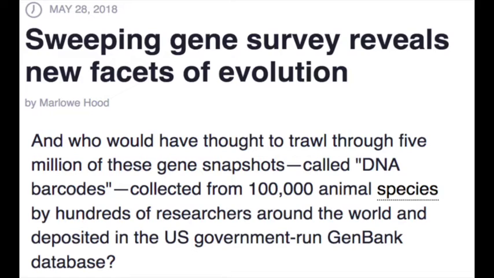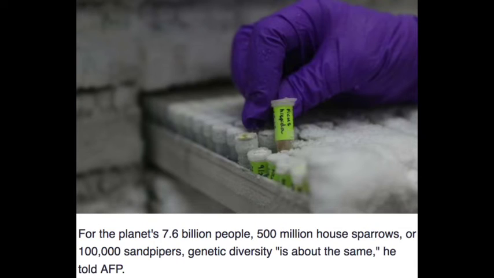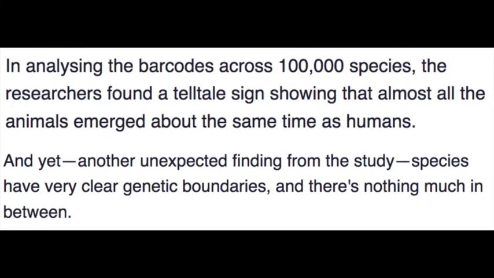Then, in 2018, they went testing high numbers of species never before done in history, and the results are now in. By analyzing the barcodes across hundreds of thousands of species, researchers found a telltale sign showing that all animals emerged at the same time as well as humans, and all have clear genetic boundaries from one another.